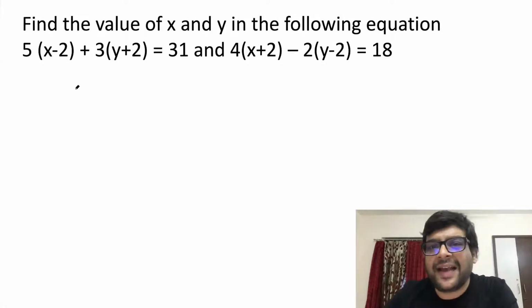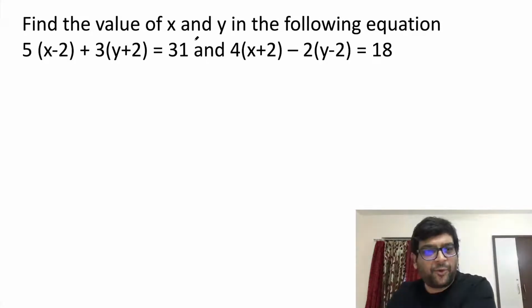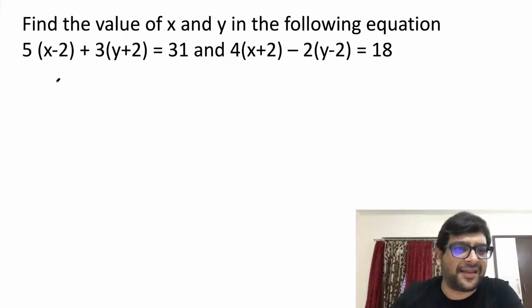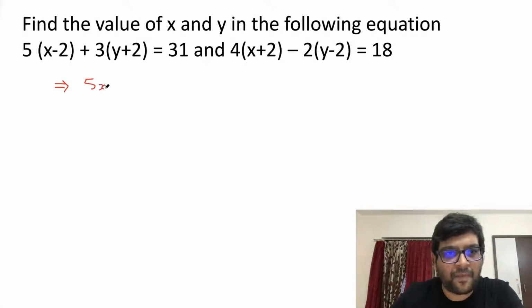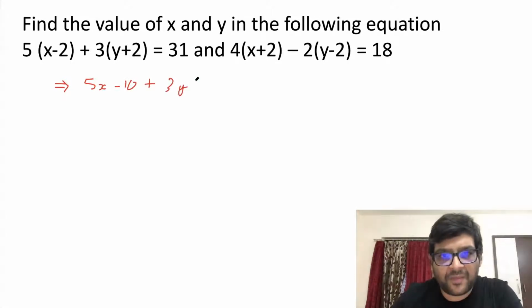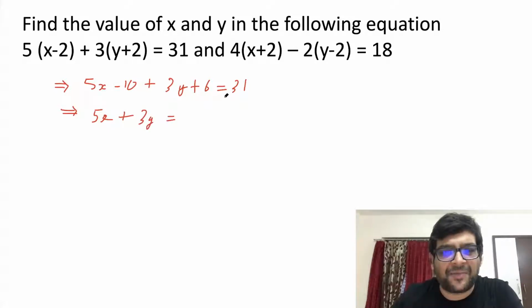Now the idea is I cannot solve the equations in the current format. So what I'm going to do is convert it to something that I understand a little bit better. So this becomes 5x minus 10 plus 3y plus 6 is actually equal to 31, which gives me the equation as 5x plus 3y, and the constant part becomes 31 plus 10, 41, 41 minus 6 as 35. That's one part. What about the other one?